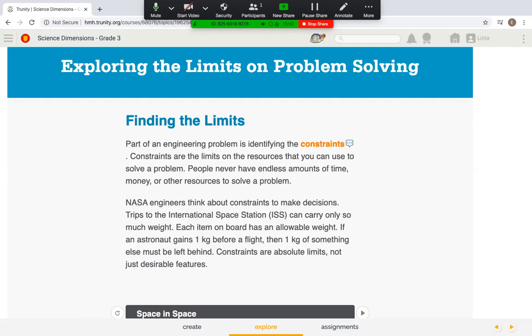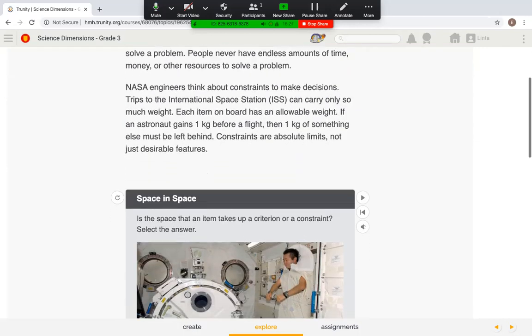NASA engineers think about constraints to make decisions. Trips to the International Space Station, ISS, can carry only so much weight. Each item on board has an allowable weight. If an astronaut gains 1 kilogram before a flight, then 1 kilogram of something else must be left behind. Can you imagine? Constraints are absolute limits, not just desirable features.